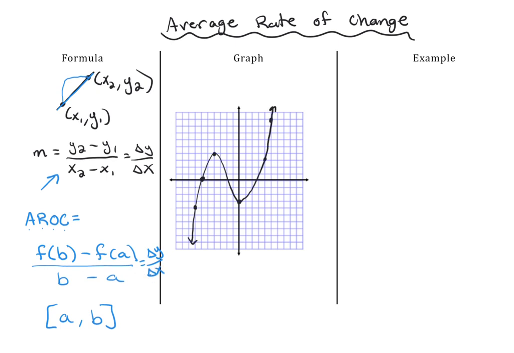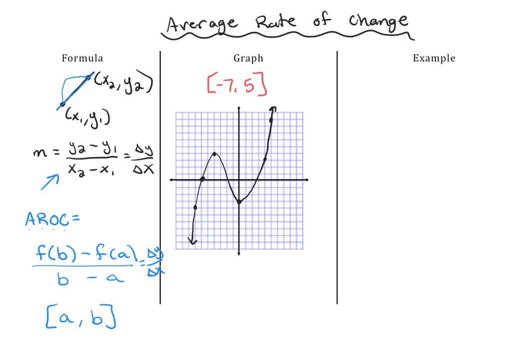So for the graph, go ahead and pause the video and get this graph sketched on there. Don't worry about the actual function equation. We're just looking at the graph for now. So let's say we have this polynomial graph and we want to find the average rate of change on the interval from -7 to 5. So -7 to 5, those are x values.